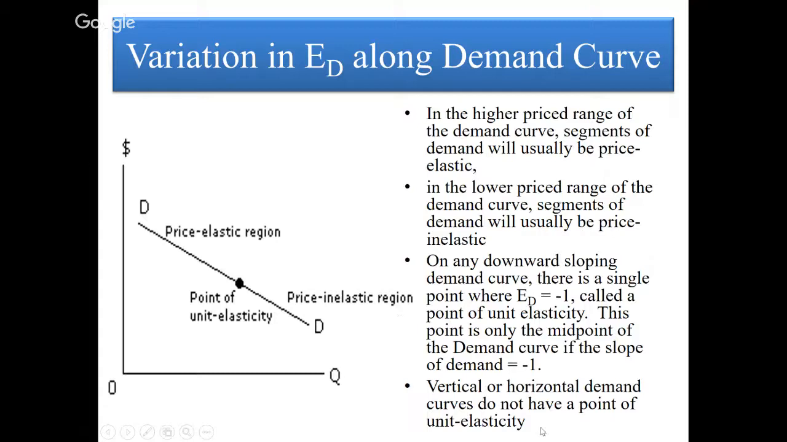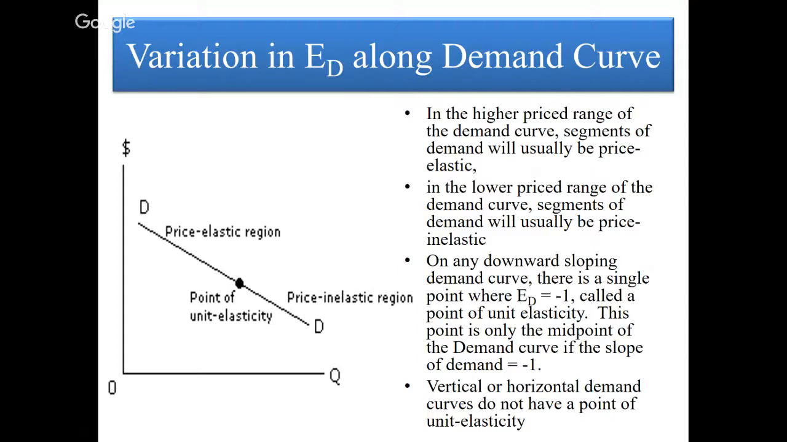Now, there are some demand curves out there. The vertical demand curve is a weird case. We'll talk about that in a minute. The horizontal demand curve is actually somewhat common. But these types of demand curves will not have a point of unit elasticity, because the vertical demand curve has an undefined slope. Quantity is constant, but price can change infinitely. On the other hand, the horizontal demand curve has a slope of 0. You have infinite change in quantity, but a stable price. And so those are exceptions.